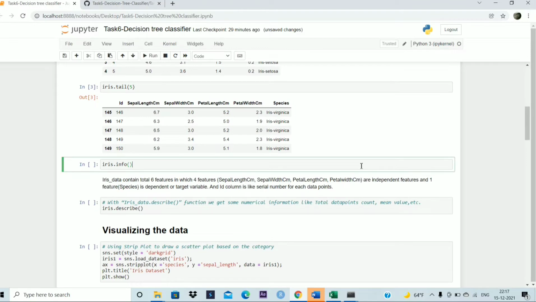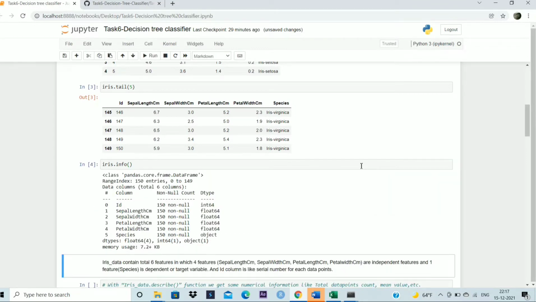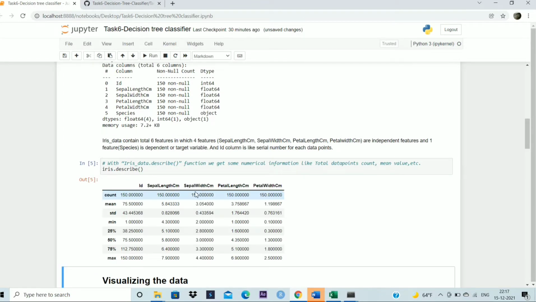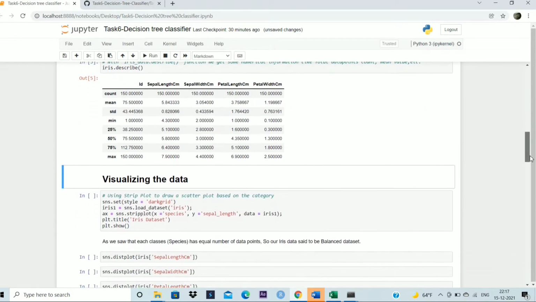Then the information on the data is that there are 6 columns. We can see that there are 6 features in which 4 features are independent features and 1 feature, which is the species, is dependent on the target variable, and ID is just a serial number. Then there is some description of the data, as to count, mean, standard deviation, etc.